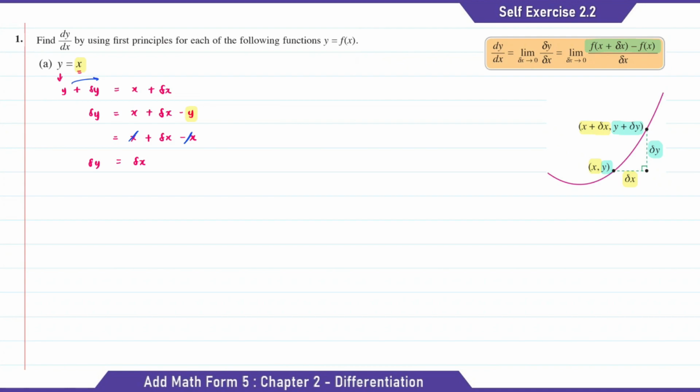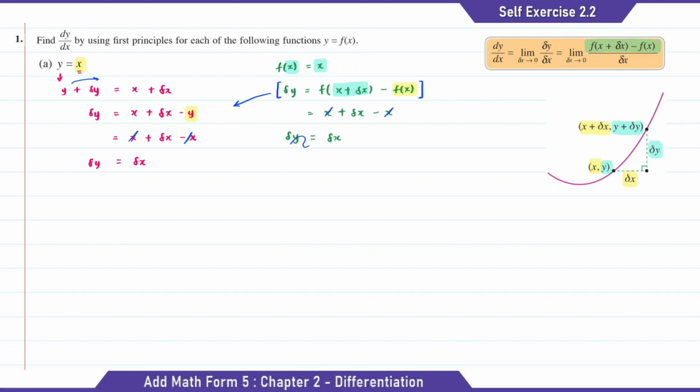For question A, I can also write y equal to x as f of x is equal to x. So delta y is equal to f of x plus delta x minus f of x. So when the input is x plus delta x, then the x here will change to x plus delta x as well. Then minus f of x, which is the x. So to do this faster, you can always start with this step. So this is the same as the step before.